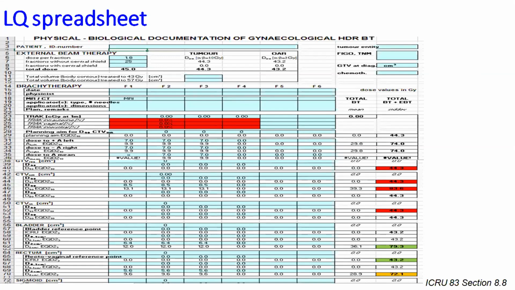Like for HRCTV, I have already said it's 90 gray for D90. And for your 0.1 and 2 cc volumes, you have different constraints for your rectum, sigmoid, and bladder. Previously, we used to keep it around 90 and 75 gray respectively for the bladder and rectum and sigmoid, but we are trying to keep it much lower than that, 85 gray for bladder and 65 gray for rectum and sigmoid.